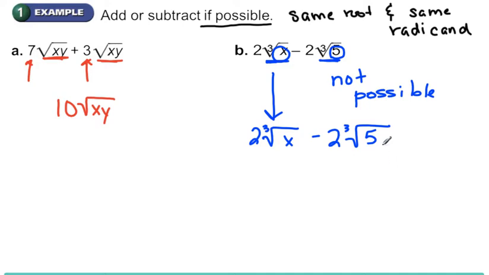Okay, I should put over here, not possible to go further, right? In this case, it's subtracting, but not possible to go further, so the original expression is the final expression. I don't know if I made that clear enough in class, and so hopefully that makes more sense.